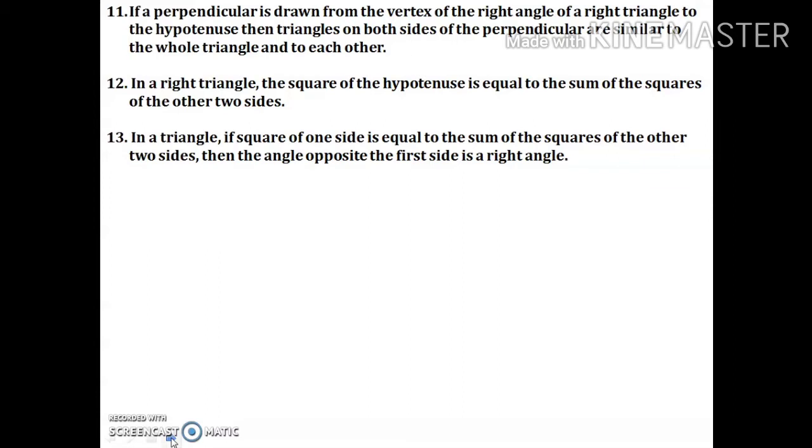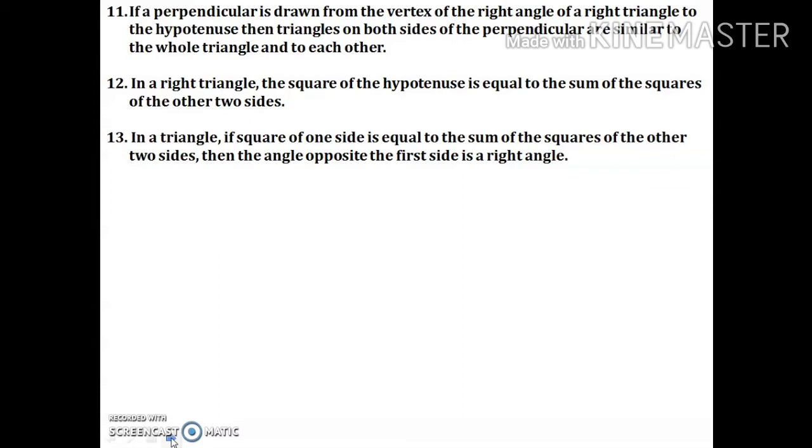Okay, so don't write theorem for this one, but you should write the correct statement wherever you use this. Once again, if a perpendicular is drawn from the vertex of the right angle of a right triangle to the hypotenuse, then triangles on both sides of the perpendicular are similar to the whole triangle and to each other. Students, make sure that you learn the statement correctly because you have marks allotted for the correct statement.